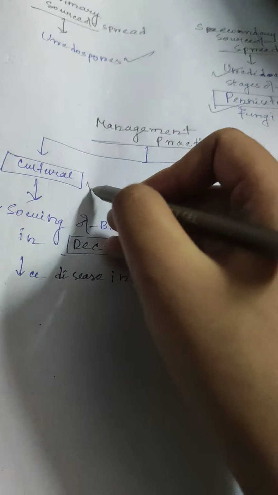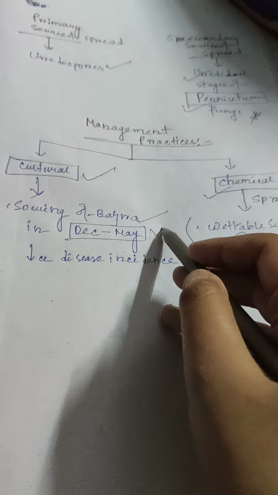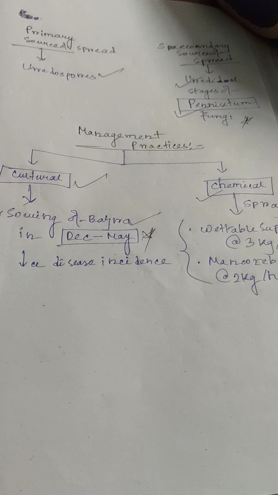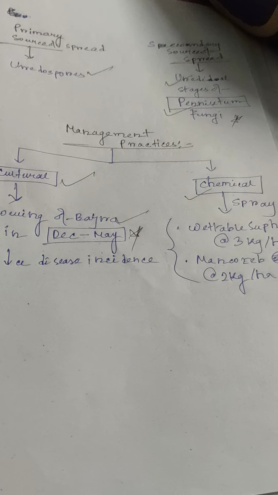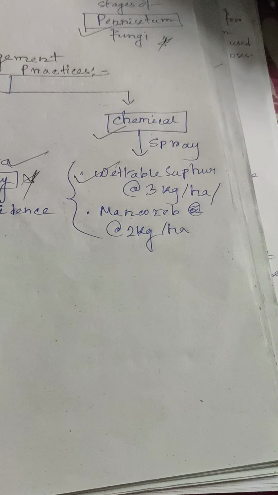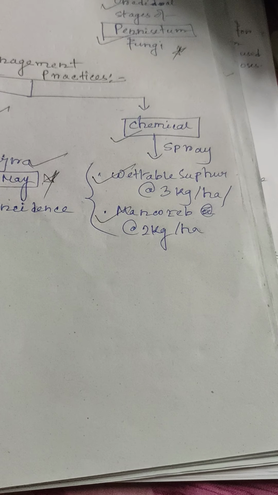Management practices: cultural and chemical. Cultural: sowing of bajra in the December to May months range reduces the disease incidence. Chemical: under chemical spray, wettable sulfur at the rate 3 kg per hectare or mancozeb at the rate 2 kg per hectare. Wettable sulfur or mancozeb.